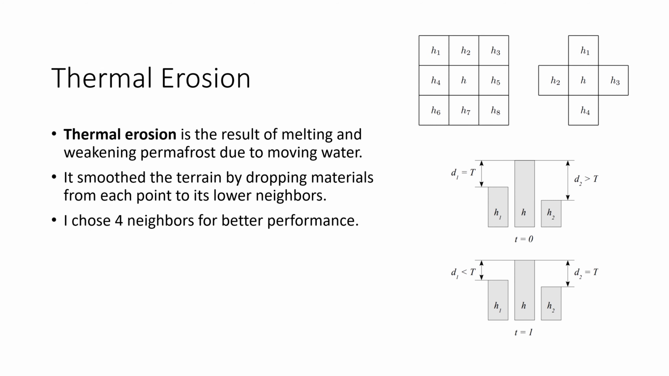Thermal erosion is a result of melting and weakening permafrost due to moving water. It can reduce the average slope of a terrain, so it can smooth the terrain by dropping materials from each point to its lower neighbors.